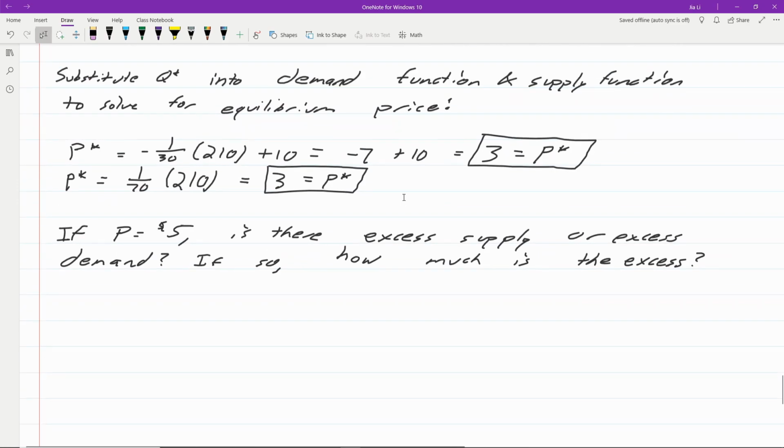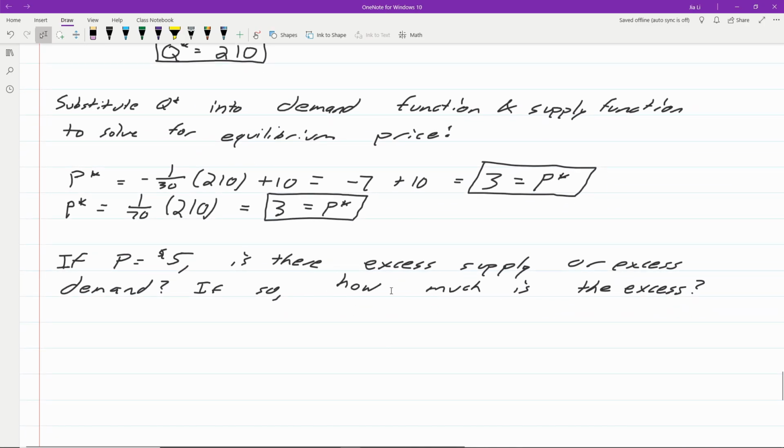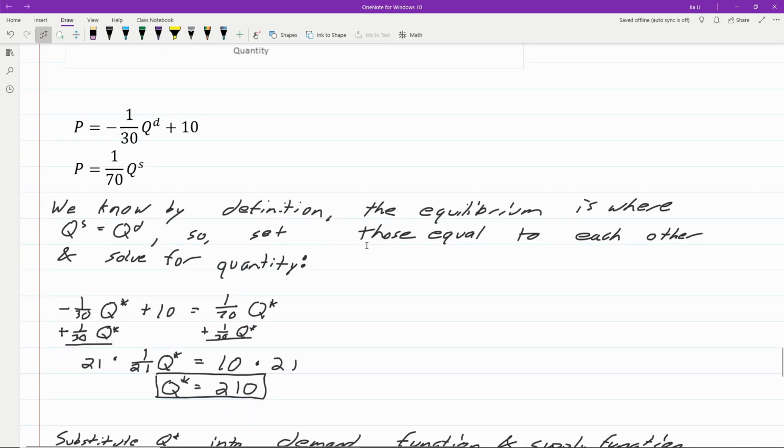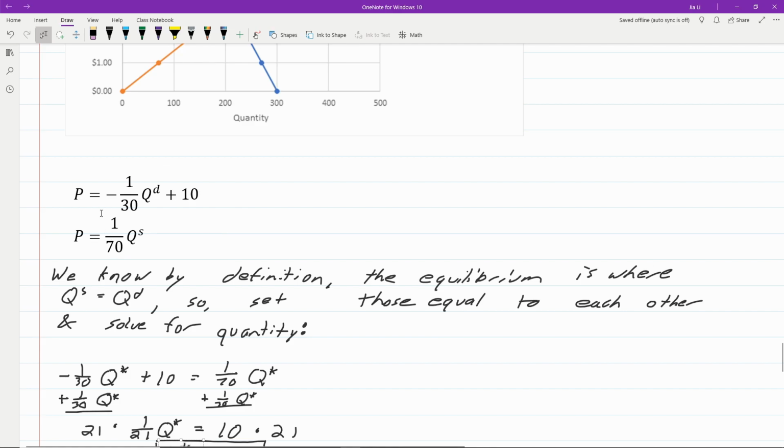And we know from before, from looking at the graph and looking at the table, that of course there is going to be an excess supply. But let's just say we were given this question by itself, right? And we weren't given the table or the graph, we were just given these equations. Then how do we find the answer to this question? Well, all we have to do is we're given a price, $5. So let's substitute that into our demand function and our supply function to find out, well, what's the quantity demanded at that price and what's the quantity supplied at that price.